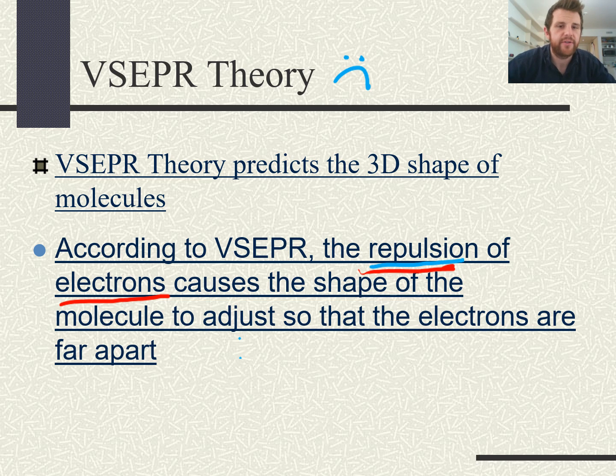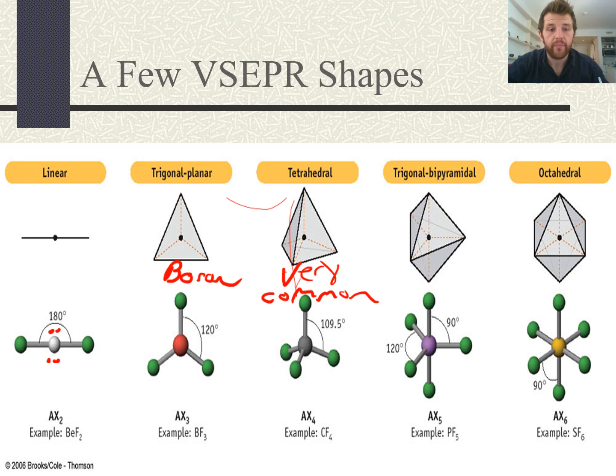So VSEPR theory lets us know the 3D shapes of these molecules. You're going to have to think about this in terms of the repulsion of electrons. So our lone pairs are now going to get involved and start to bend molecules. And you can start to see this. There are different shapes. In this situation, I would have two lone pairs on equal sides of this bond, and because of that, these two atoms stay linear.